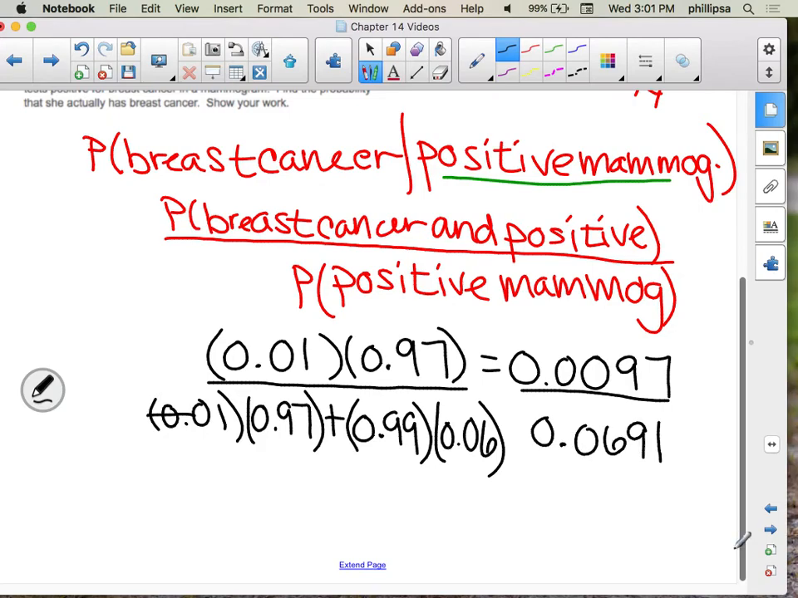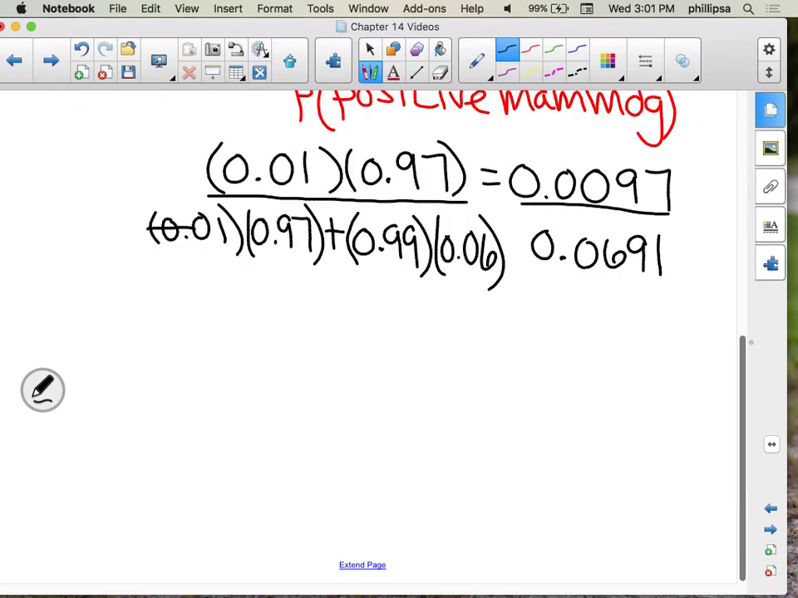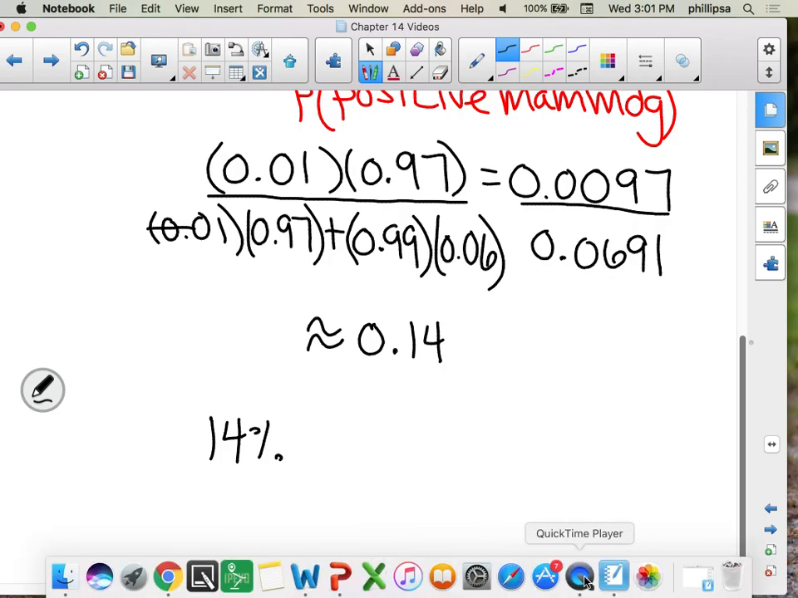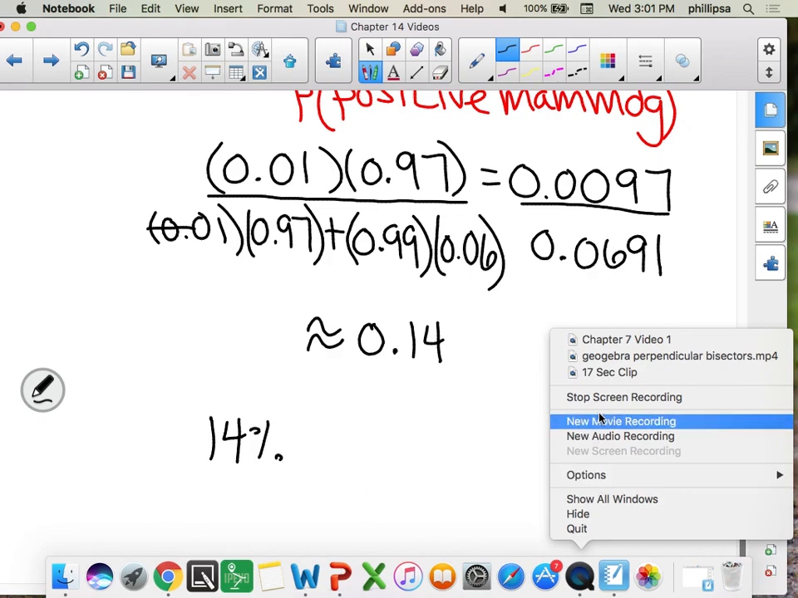0.0691. Okay, so ultimately this comes down to being about 0.14. So we would say that given that a randomly selected woman from the region has a positive mammogram, there is only about a 14% chance that she actually does have breast cancer. Okay. And that's the end of this video.